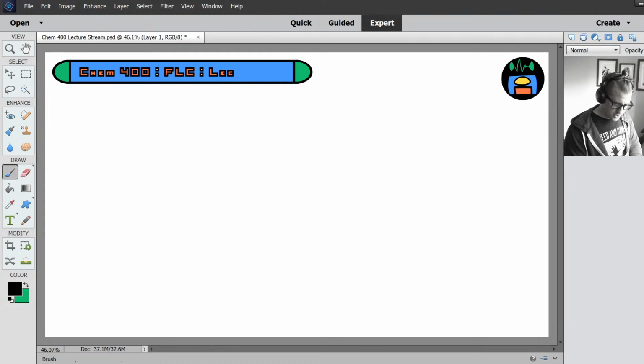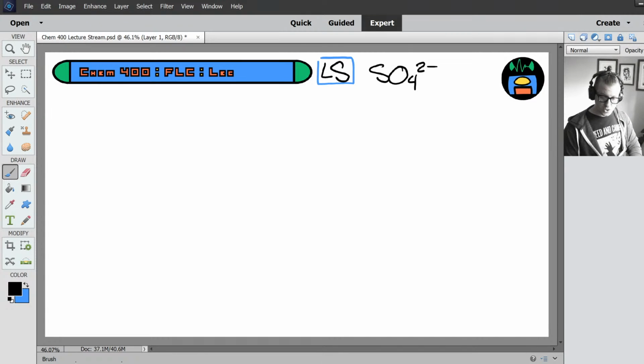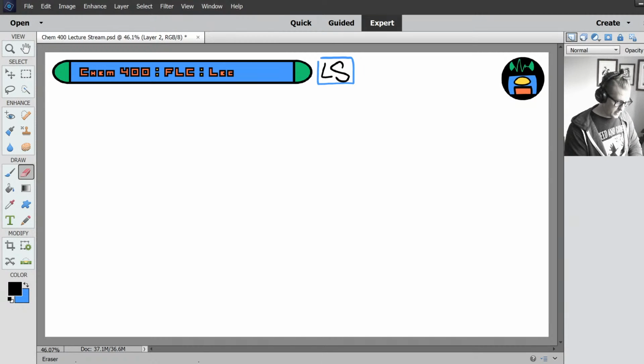All right, so let's do a few more Lewis structures, starting with, let's draw the Lewis structure for sulfate, SO4 with a charge of -2. Actually, I need to open up one more layer. There we go. All right, so let's draw the Lewis structure for sulfate.